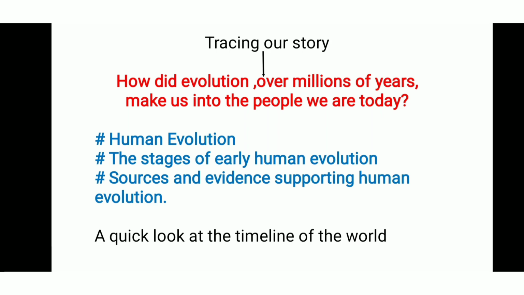We are going to find out how early humans were the big reason for who we are now. Not only that, we are going to explore human evolution and the stages of early human evolution. What are the different stages of early human evolution? Early humans are our ancestors. We are going to see what stages they crossed to make our life easier to sustain nowadays. And also, we are going to find out what sources and evidence they kept for us to prove their lifestyle.